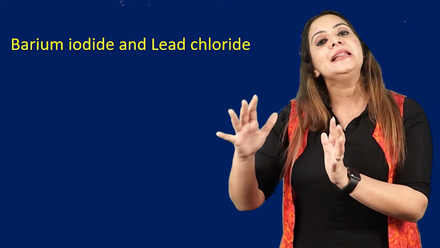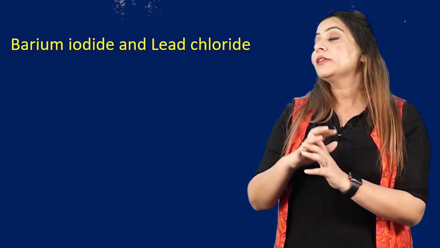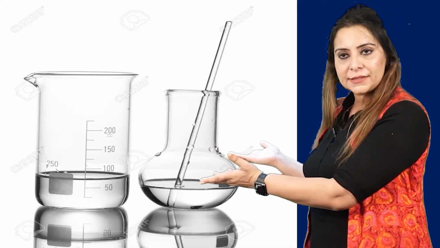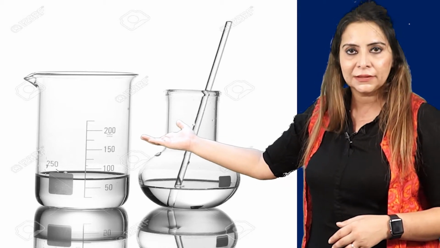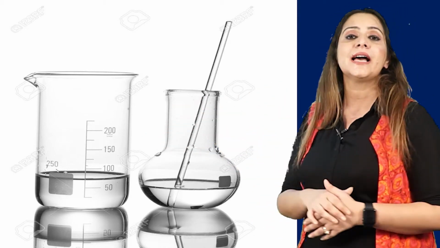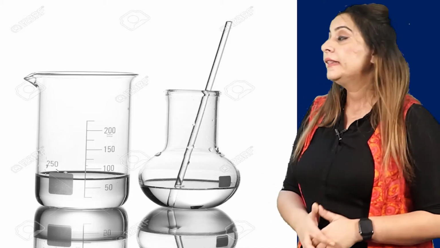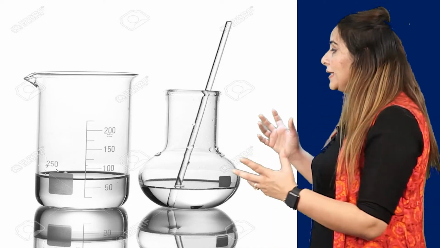So let's move on to the third activity. The third activity which I have for you is the reaction between barium iodide and lead chloride. Now just have a look at how I'm going to react them. So see, I have two flasks, right? In one of the flasks, I have barium iodide, right? And in the other flask, I have the lead chloride. Now, what I'll do is, I'll just mix them.